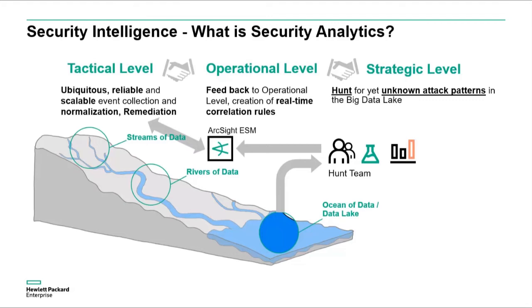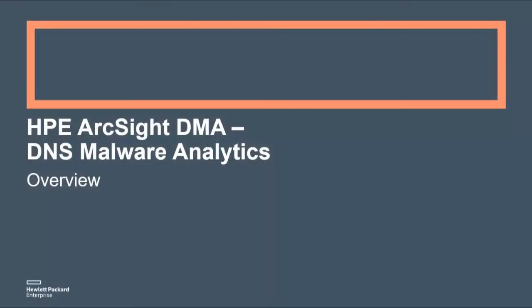In this session, we will look at a very specific aspect of security analytics and focus on finding indicators of compromise for malware-infected systems. But don't worry, we will not do applied data science, but we are going to take a look at a ready-made solution that will find malware-infected hosts automatically. You can think of it as a hunt team in a box. And that solution is called HPE ArcSight DNS Malware Analytics, or DMA.